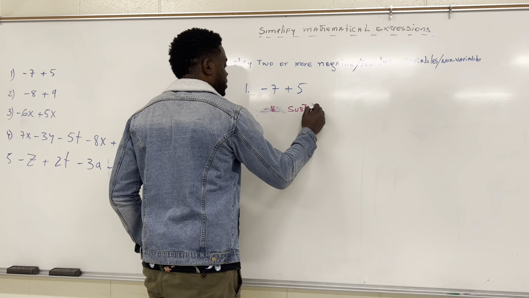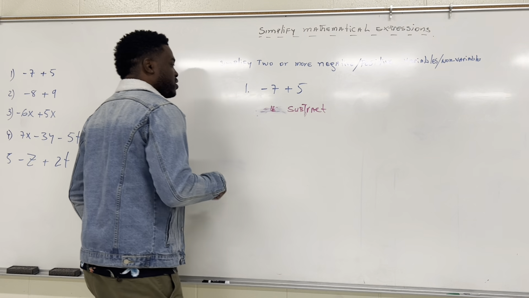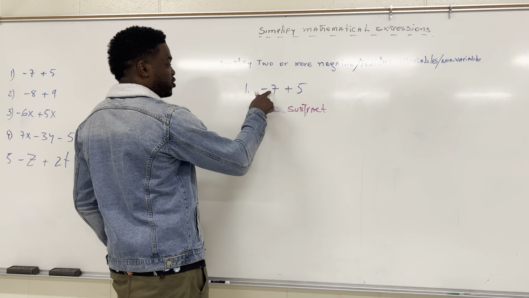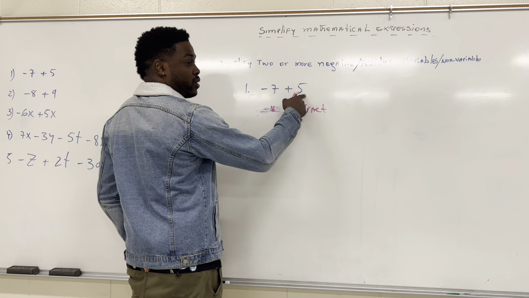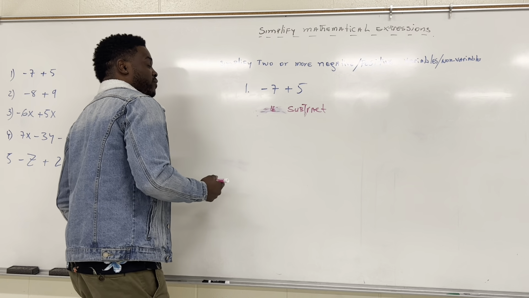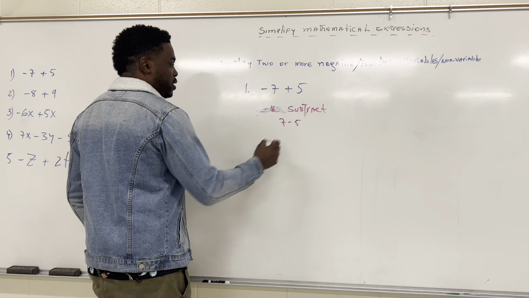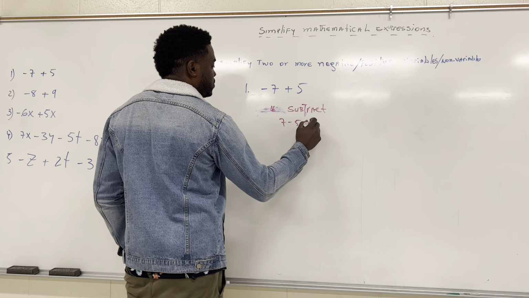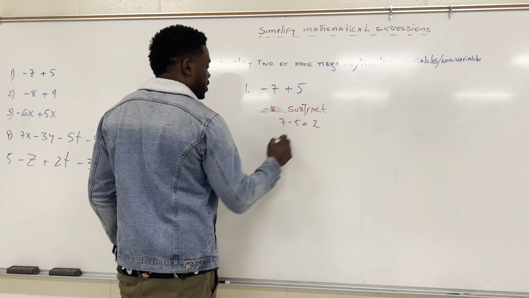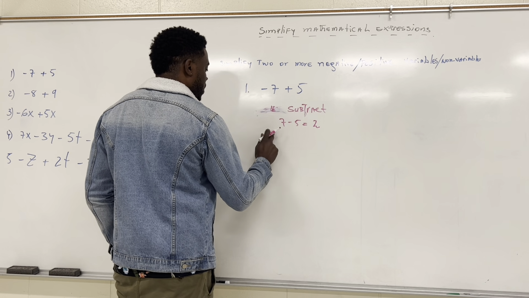So we have to subtract. What are we subtracting? We have to subtract 7 and 5, 5 from 7. So you say that it's 7 minus 5, right? 7 minus 5 gives us what? Gives us 2.